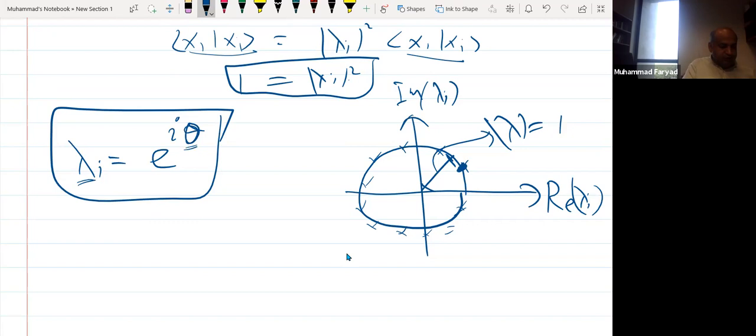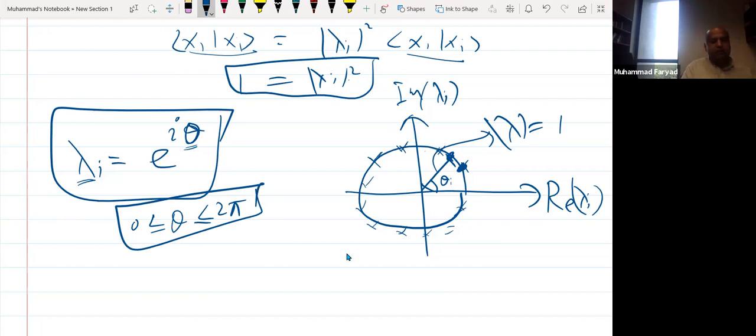So in this plane, this is this theta. It means if I have different lambda i's, they will all have different theta i's. And in general, since theta and theta plus 2 pi give the same eigenvalue, I can restrict this theta between 0 and 2 pi, and this will still specify all the possible eigenvalues in this plane.